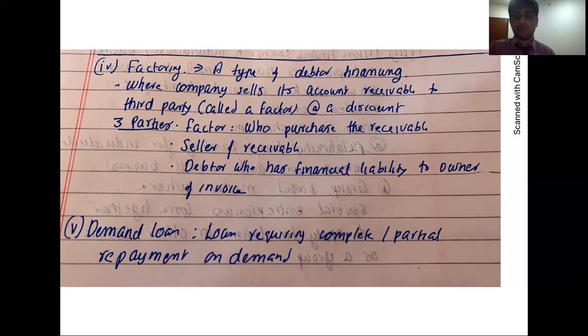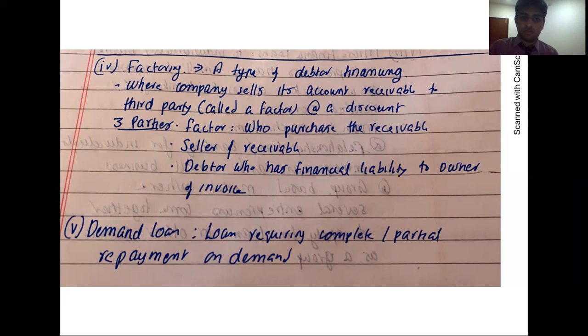They will give us money after reducing the discount cost, meaning the interest for the time period of realization. And they will also reduce some extra, and that interest rate will be higher. Why? Because it is now the responsibility of the factoring company to realize the money from the customer or the debtors.